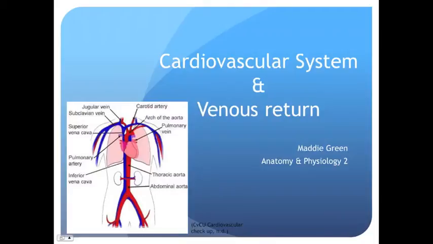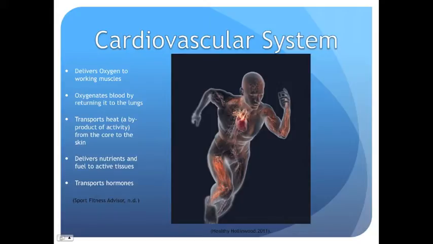The cardiovascular system and venous return. The cardiovascular system serves important functions during exercise. It delivers oxygen to working muscles, oxygenates blood by returning it to the lungs, transports heat from the core to the skin, delivers nutrients and fuel to active tissues, and transports hormones.